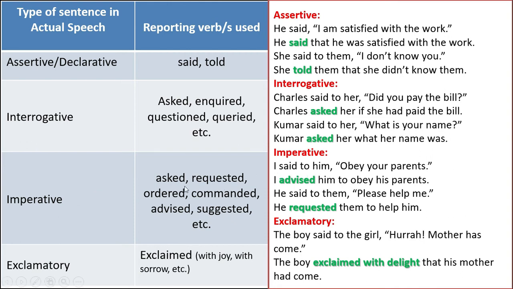An imperative sentence is a sentence that starts with a verb. Now these sentences are instructions, orders, commands, requests, sometimes suggestions. So based on the nature of the sentence, we use the reporting verb, like asked, requested, ordered, commanded, advised, suggested. Look at these examples here.